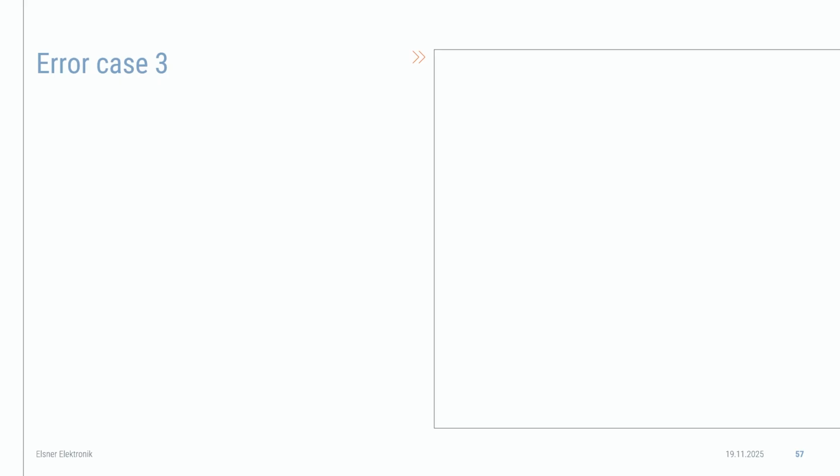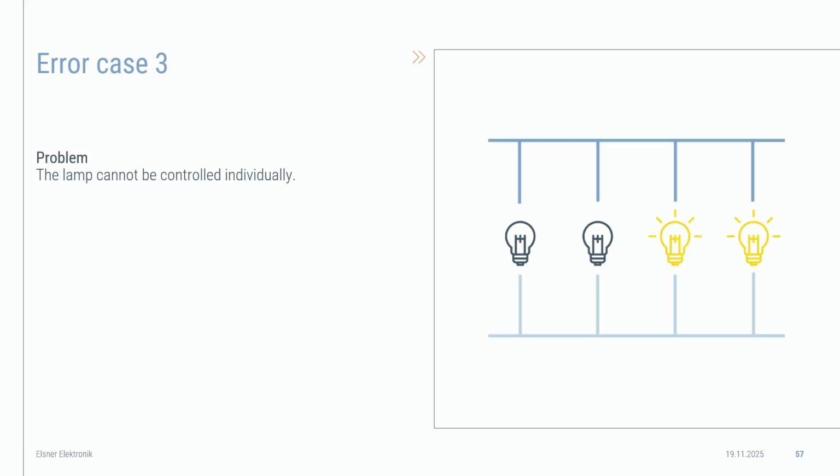In error case number 3, we have one lamp in a room that cannot be controlled individually. So you click your button, and you have 2 lamps switching on, maybe to different values, but both are switching on or switching off at the same time. What could be the problem? In this case, we would expect that devices have the same address.